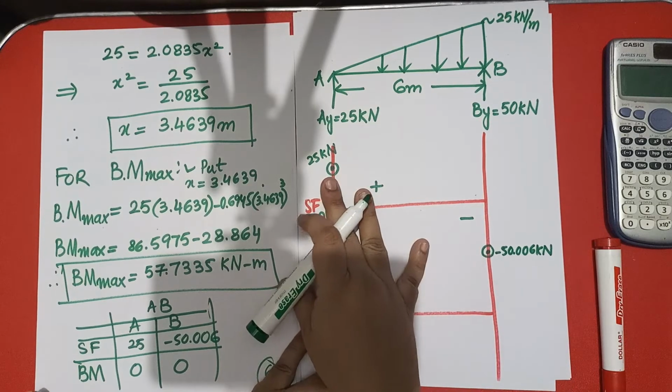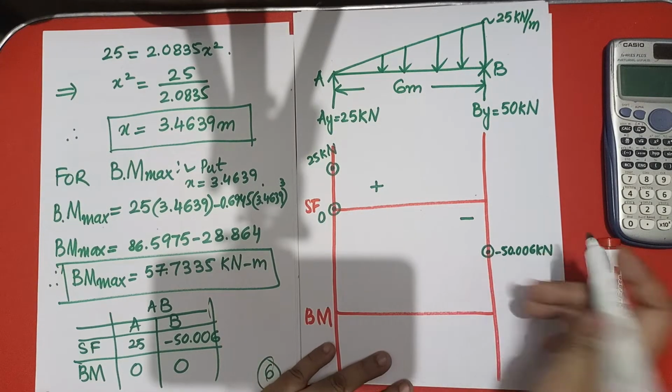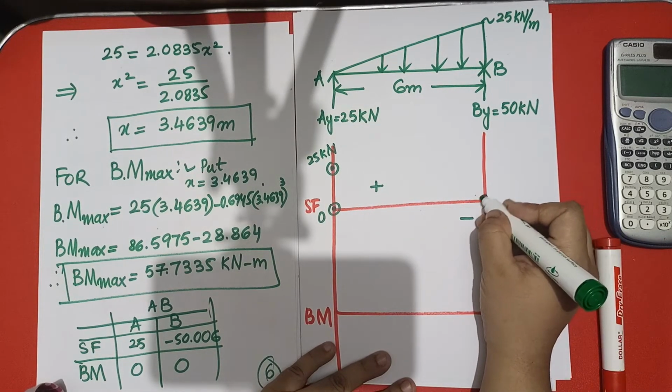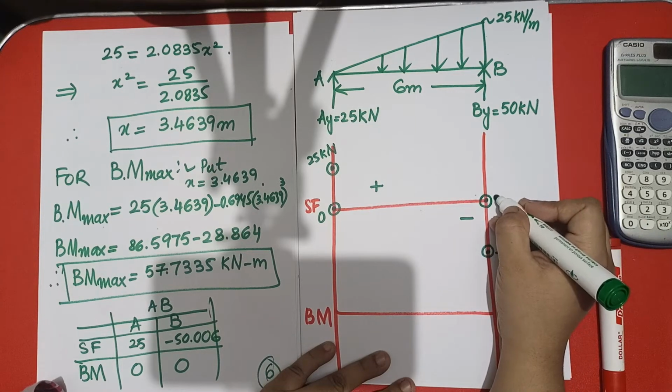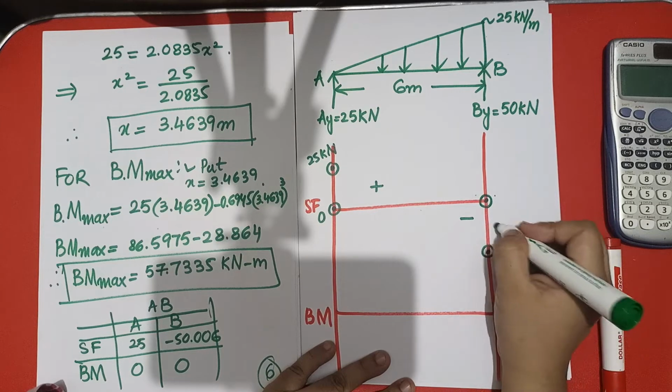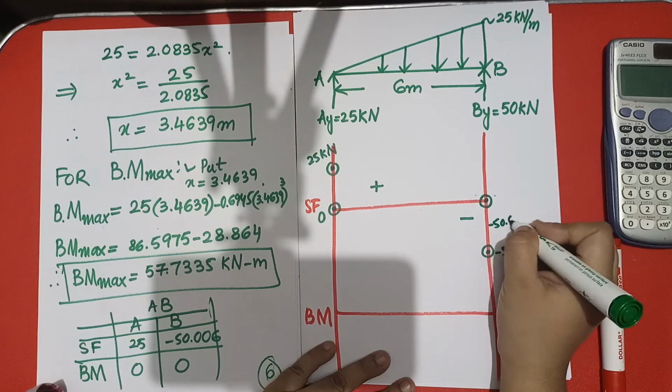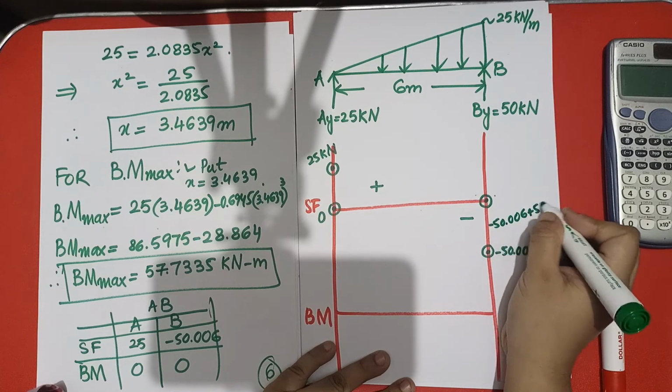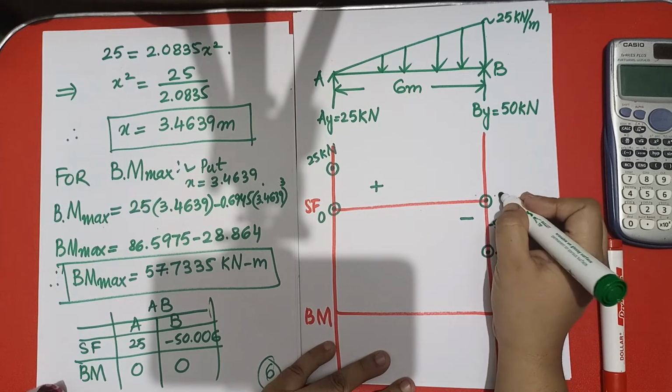This is the initial value of the shear force and this one is the final value. What we have to do, we will move towards here, and it is up. When we move upward, it is positive and this one is negative. So what will happen, minus 50.006 plus 50 is equal to 0, so it becomes 0.